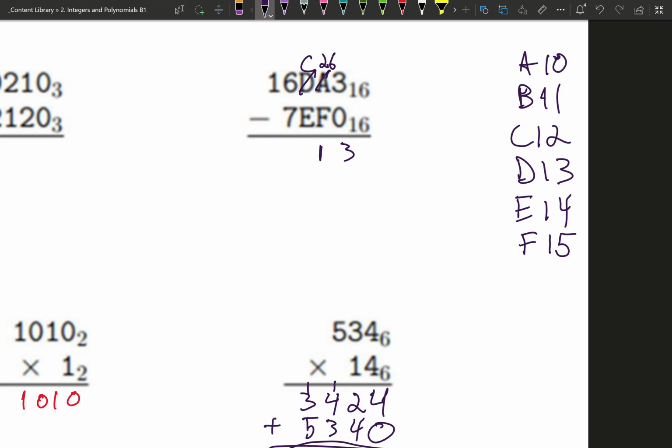But 11 is B. We can't do C minus E because it's 12 minus 14. So we need to borrow from this. This becomes a 5. And then C is 12, we're adding 16, so this is 28. We can't normally have 28, but we're just doing it temporarily before we do the subtraction. So 28 minus 14 is 14, so this is going to be another E. We can't do 5 minus 7, so we need to borrow. 5 plus 16 is 21. 21 minus 7 is 14, so yet another E.